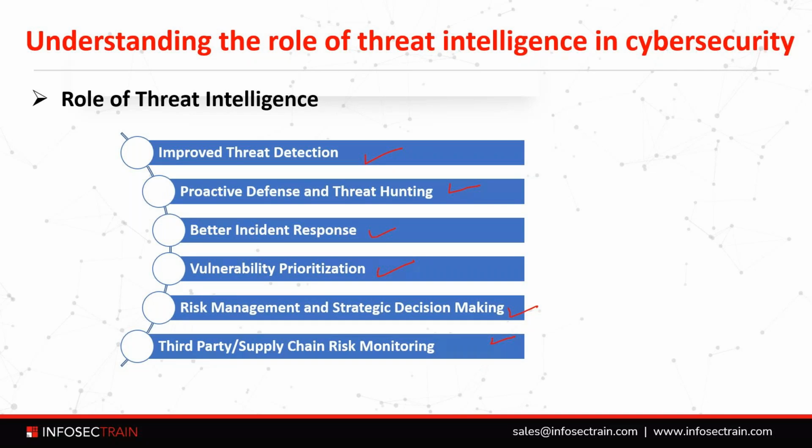Then vulnerability prioritization is also there. It maps newly discovered vulnerabilities to actively exploited campaigns, which is helpful for vulnerability assessment for us. It can help us patch the critical vulnerabilities before attackers can exploit them. Risk management and strategic decision making is also there. It informs the CISO and leadership about business risks associated with cyber threats. It helps us allocate security budgets and resources in a more effective manner. Third party supply chain risk monitoring is also there. It helps us track the threats targeting vendors, partners, or suppliers. So these are the roles, basically, how it is helpful.